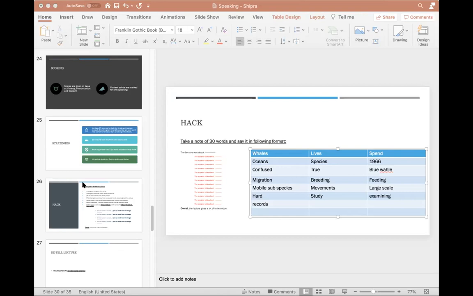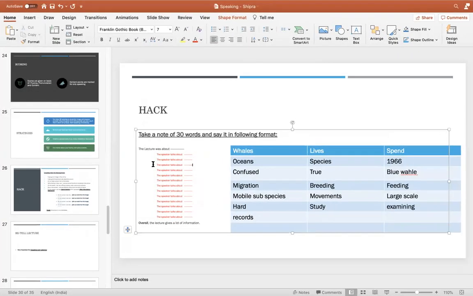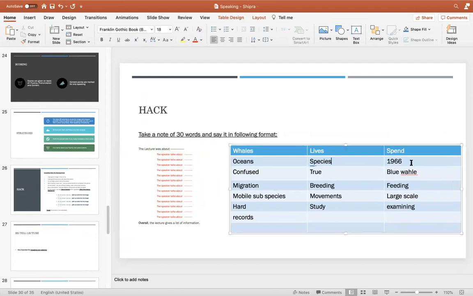Okay. So yes. Now what you have to do is, all the words that you have written, you have to say "the speaker talks about" and three of your words. Then again, "the speaker talks about," then three of your words. Now do this way. However many words you have written, do this way for it.